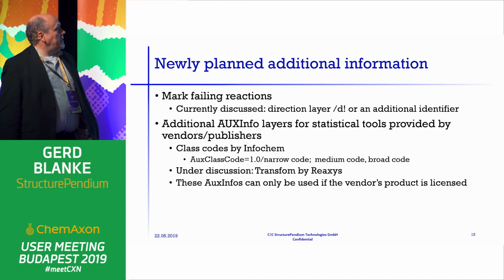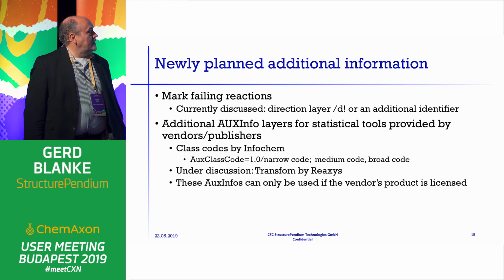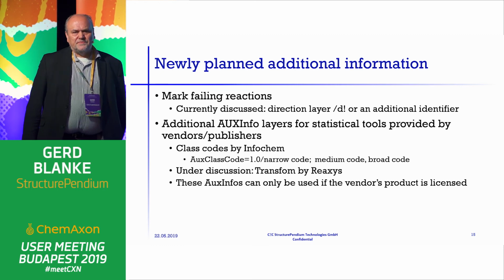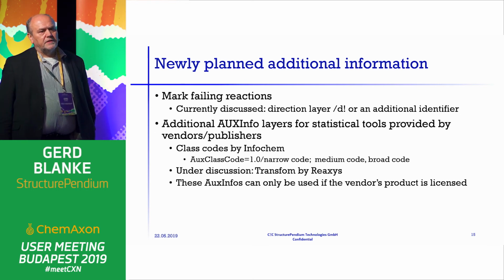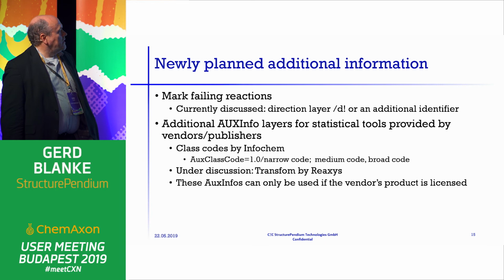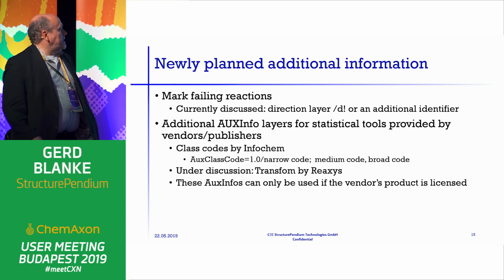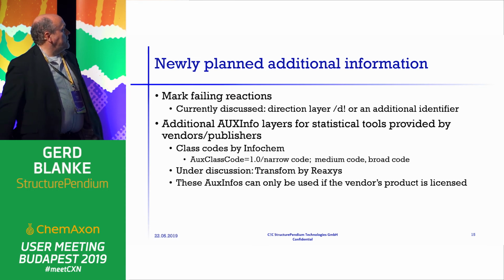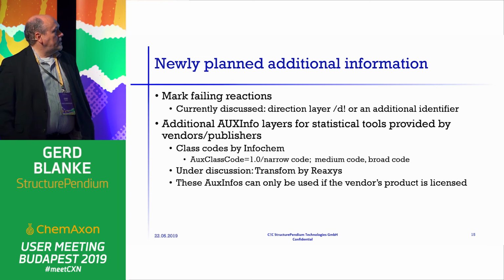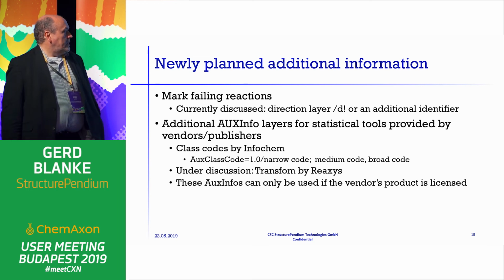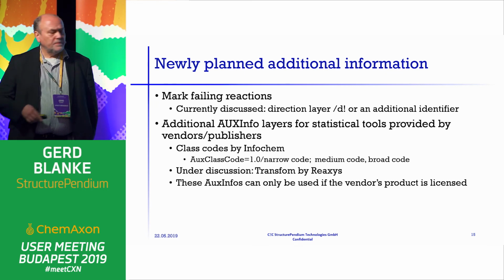So how are we thinking to handle that one? First, we have to identify those reactions that fail. So failing reactions are very important information as well, because not to work into that direction again. Then for people who have licensed the class codes, we're just having this additional class code layer over here to make it available. And we're talking to Reaxys about a similar concept they have, which is called transform.